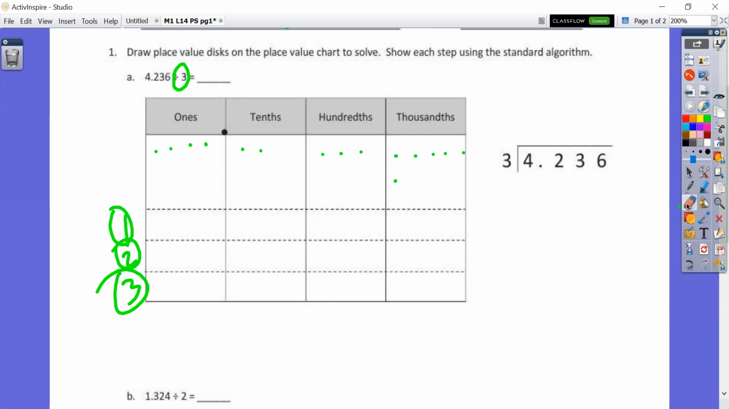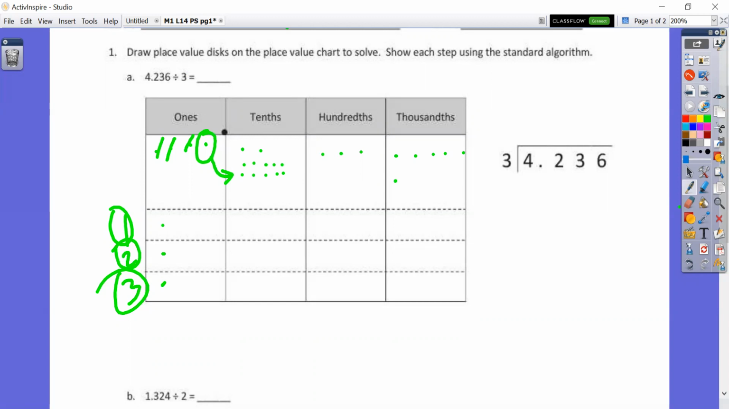So let's go ahead and take our dividend of 4 and 236 thousandths and divide it by our divisor of 3. And so we have 4 ones. Let's pass those out equally. 1, 2, 3. And the fourth one is going to be a remainder. So we're going to regroup those over in our tenths. 2, 3, 4, 5. Anytime we decompose, each one of our number disks is going to be regrouped as 10 of the smaller unit. So we had a remainder of 1, which became 10 tenths.